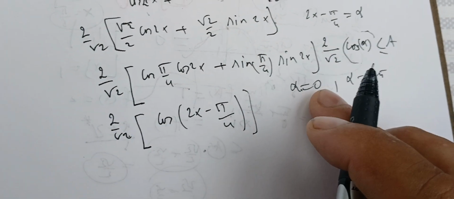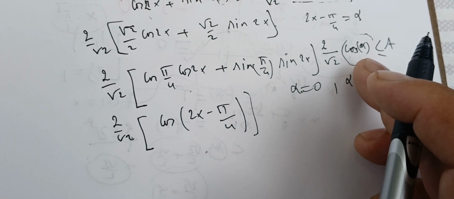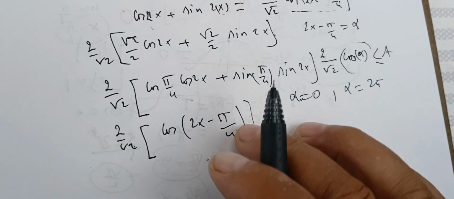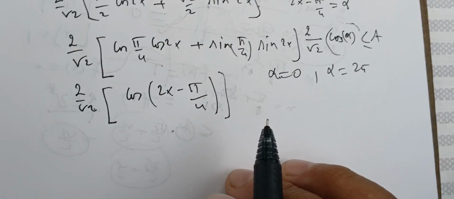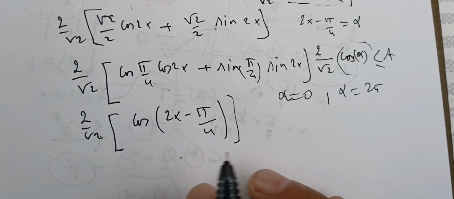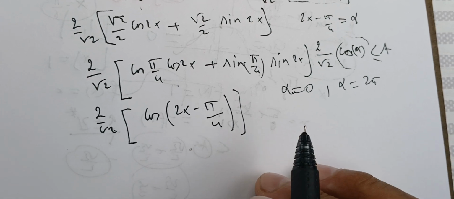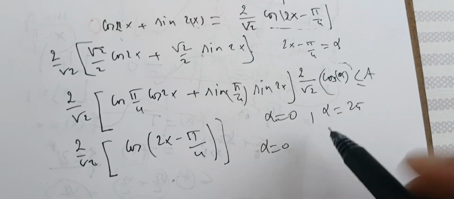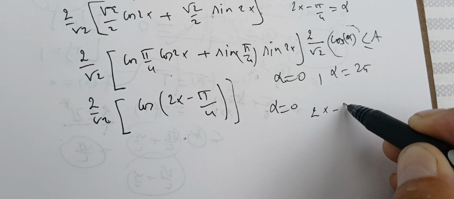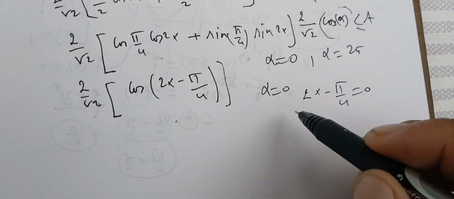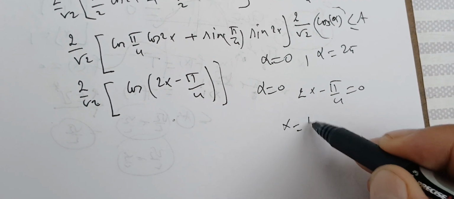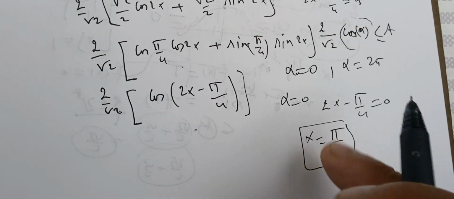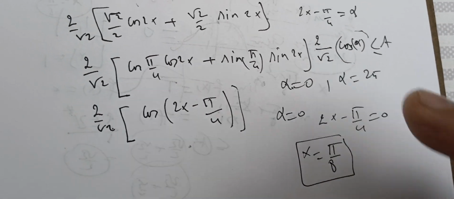So when alpha is 0, the cosine is maximum, and in that case the cosine is just 1. If alpha is 0, that means 2x minus pi over 4 is 0, and that means my x is pi over 8. So I found one, and that gives me the maximum.